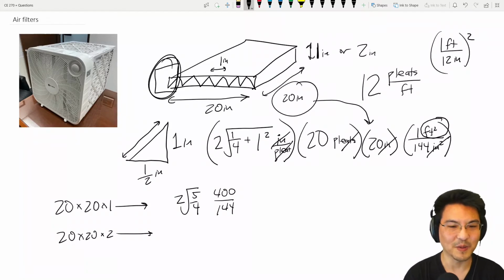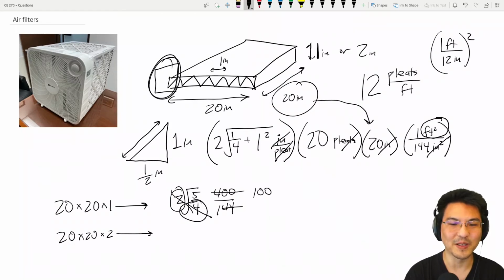Okay, we can simplify this. 2 over root 4, those cancel. We can divide this by 4, divide this by 4. Oh, let's divide by 4 again. 25 over 9. Okay, so this is 25 over 9 root 5.